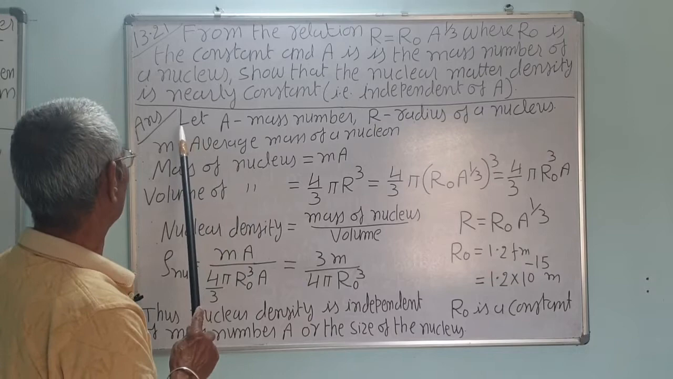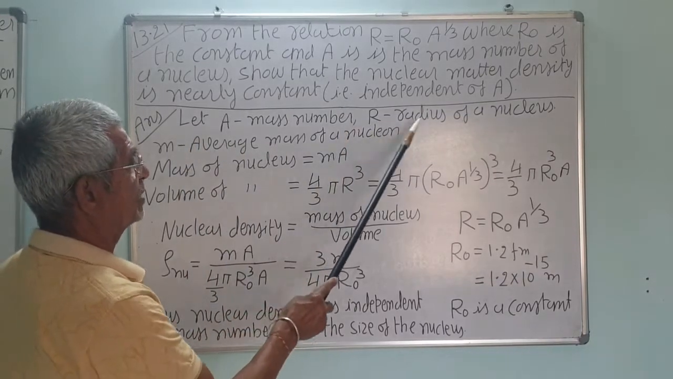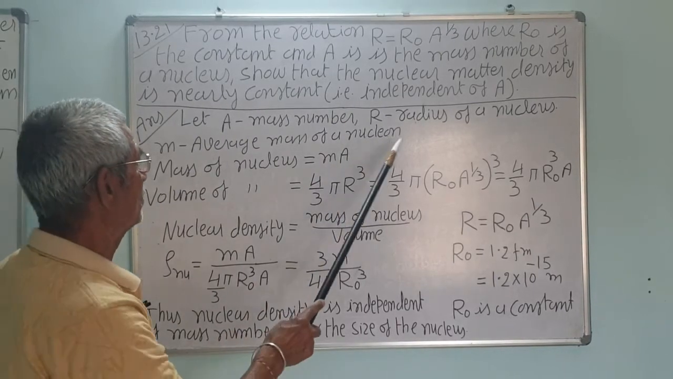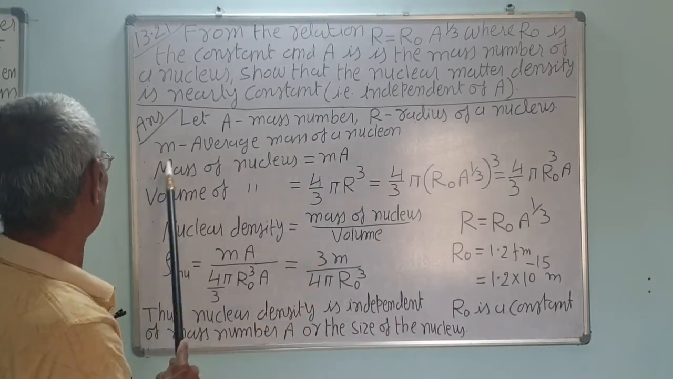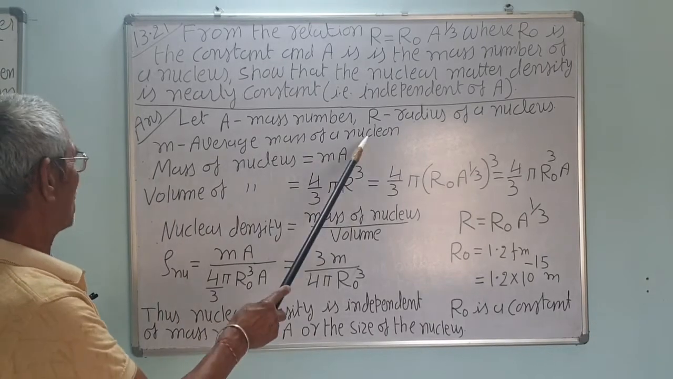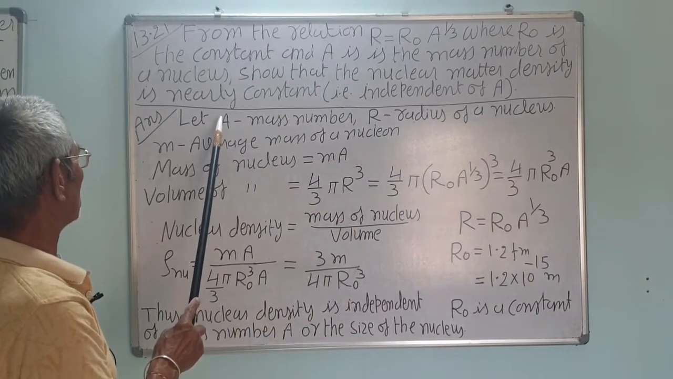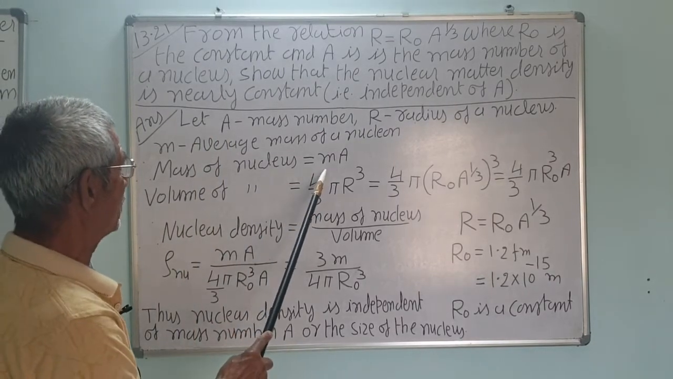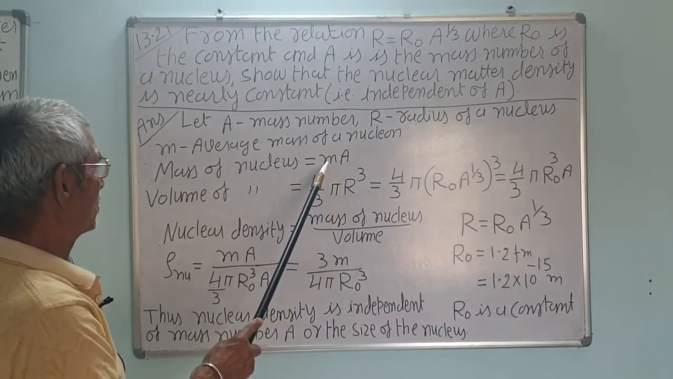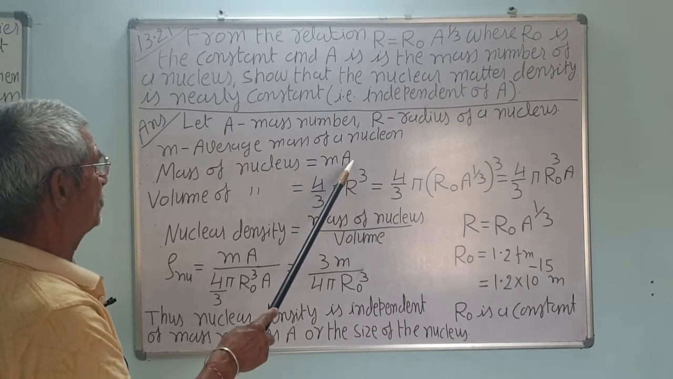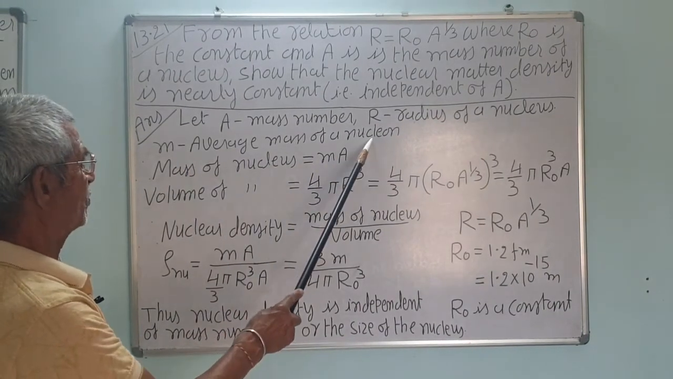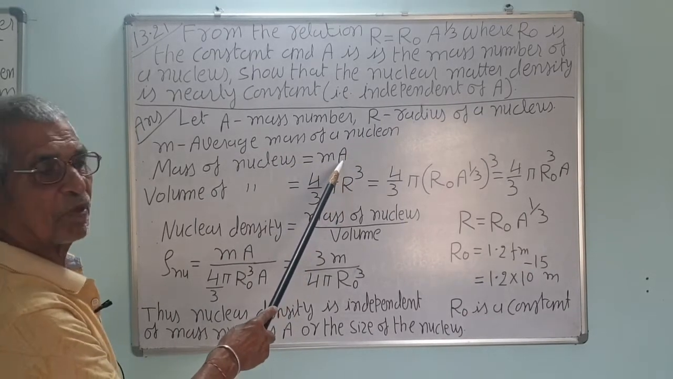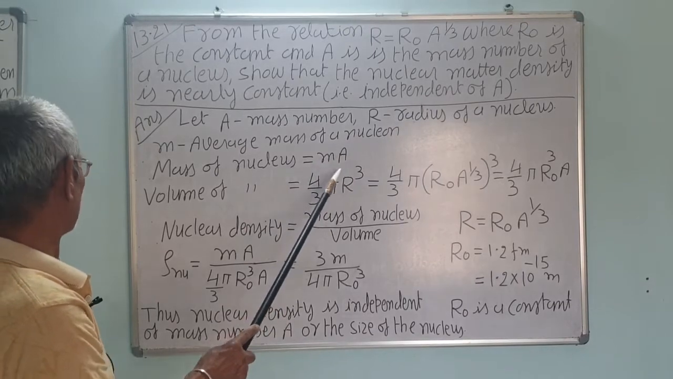Let us see mathematically. Let A be the mass number and R the radius of a nucleus. M is the average mass of a nucleon, that is either proton or neutron, the average of neutron and proton, correct. One particle, that is. So there are A particles, so the total mass will be M times A. The mass of the nucleus will be M times A, the mass of one particle, the average mass of a nucleon, neutron or proton, into the number of particles, that is the atomic mass number.